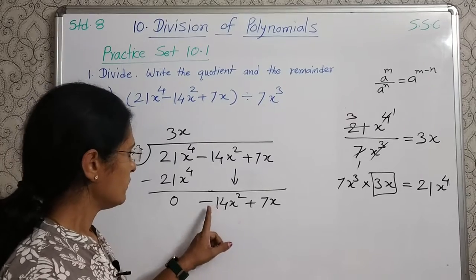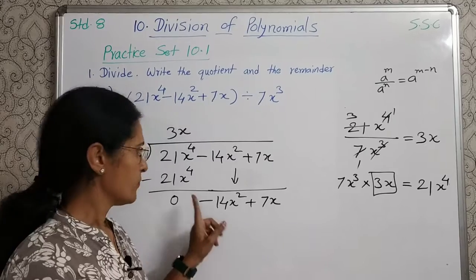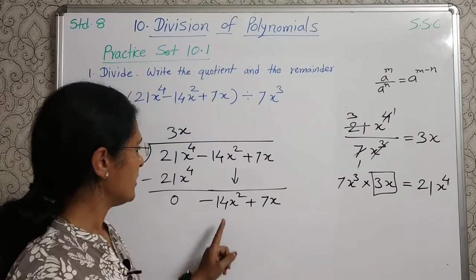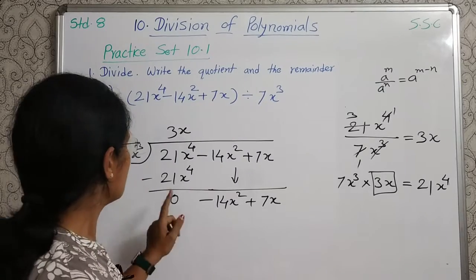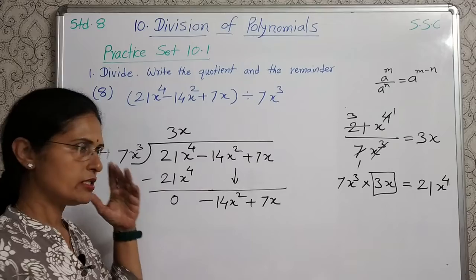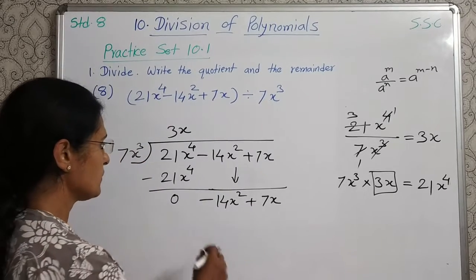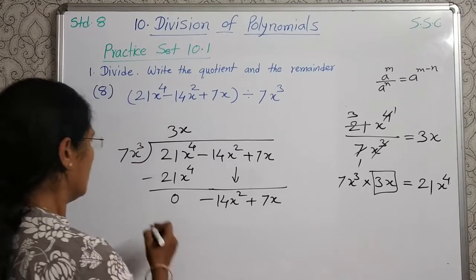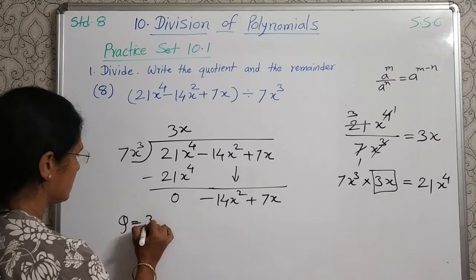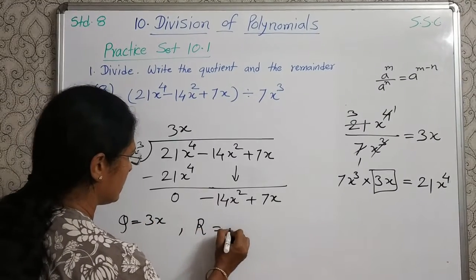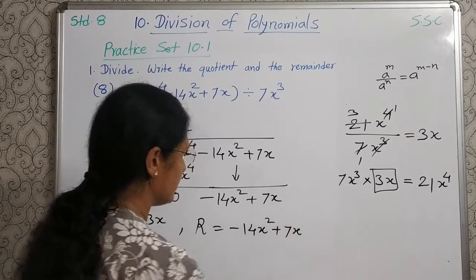Now see, can we further divide it? Now it is a remainder. The degree of this remainder is 2 and the degree of the divisor is 3. It means the degree of the divisor is greater than the degree of the remainder. So we can't divide it. Therefore this is the remainder and the quotient is only 3x. So write the answer. Quotient is 3x and remainder is minus 14x square plus 7x.